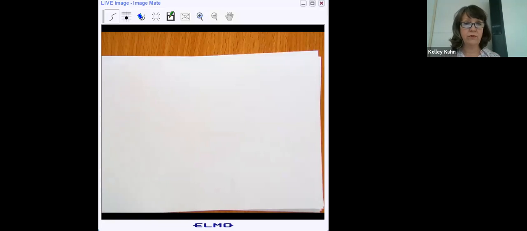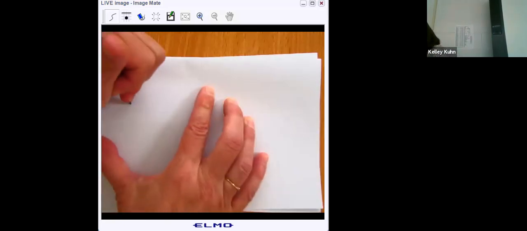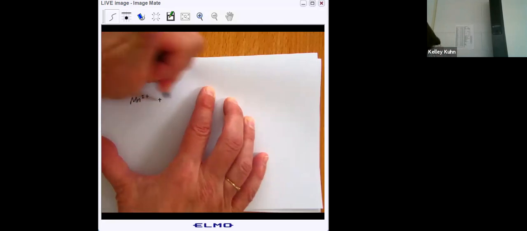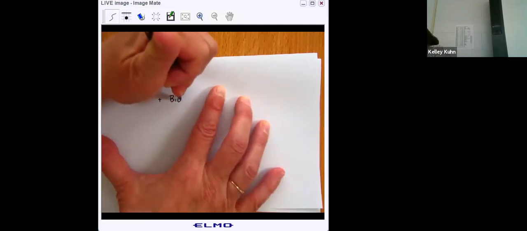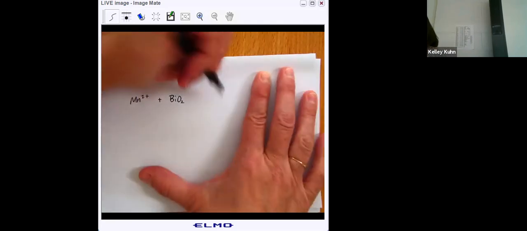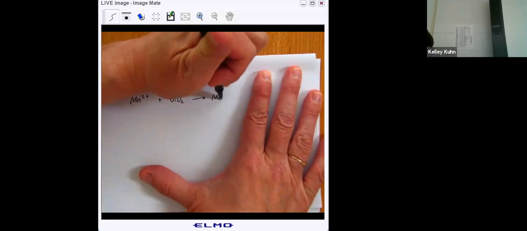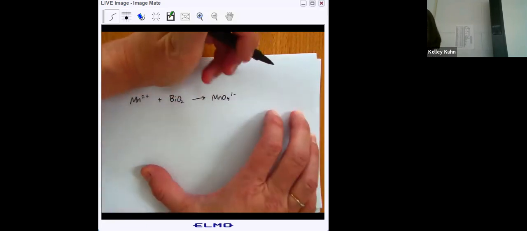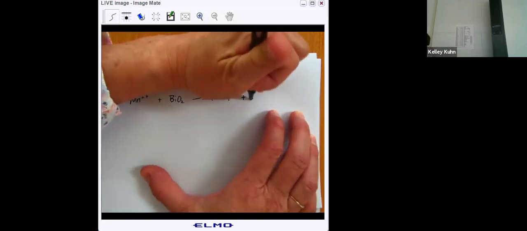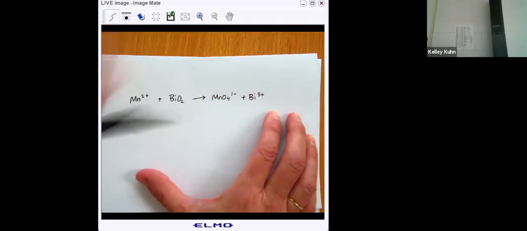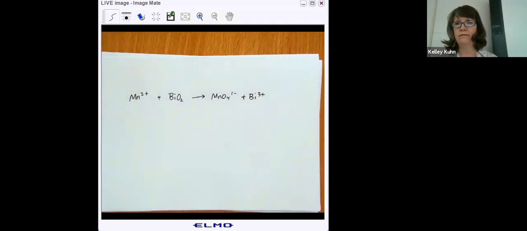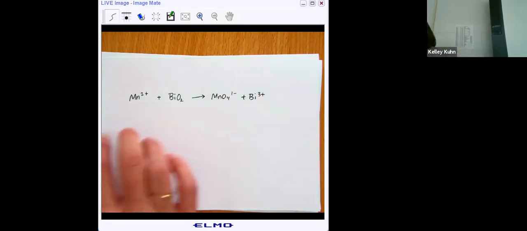So the first one we're going to look at is this one. Manganese 2+ plus bismuth 4 hydroxide goes to permanganate and bismuth 3+. Okay, so the first thing we want to do is assign oxidation numbers.